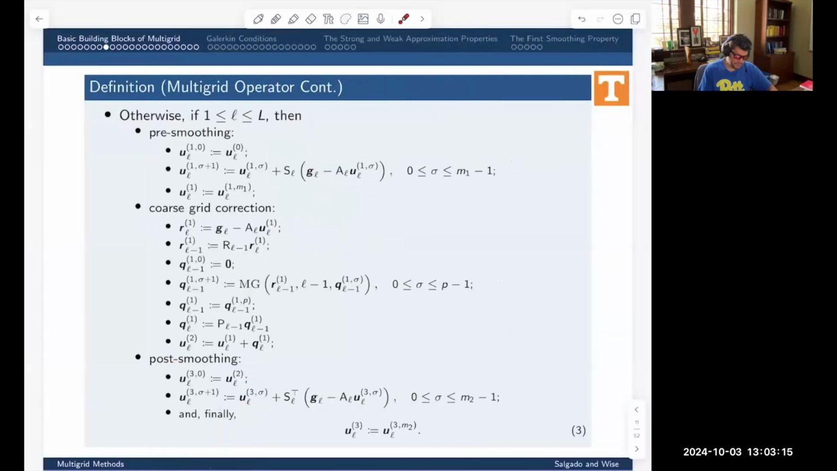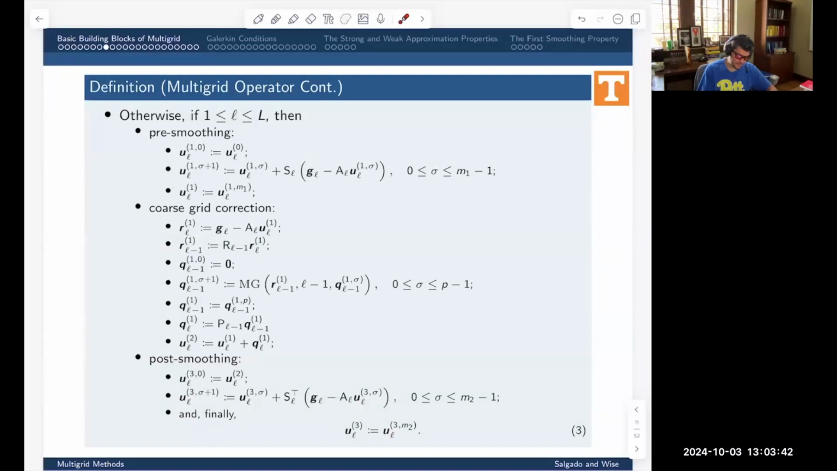If we're not on level 0, then we're going to use that as an initialization for a smoothing process, or a classical or general linear iterative scheme. And we're going to do M1 steps. That's the number of pre-smoothing steps. This notation here means I'm going to go through a loop, from 1 up to M1. Okay, so this gets updated.